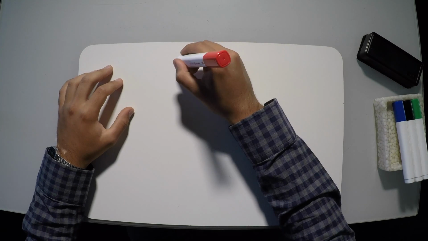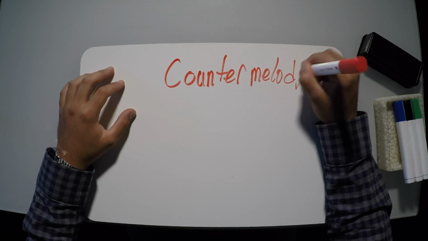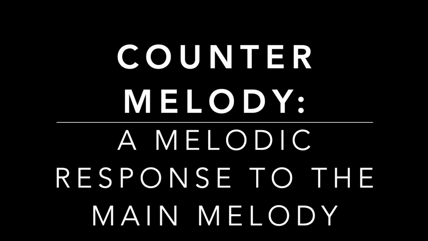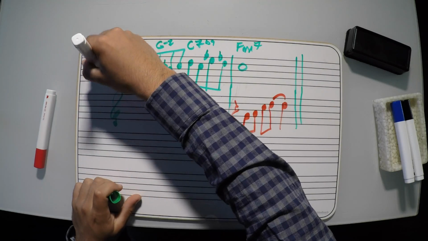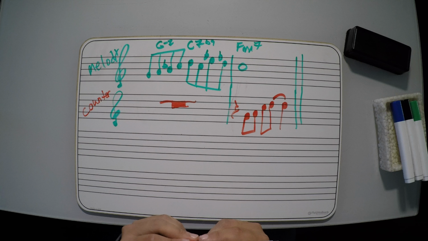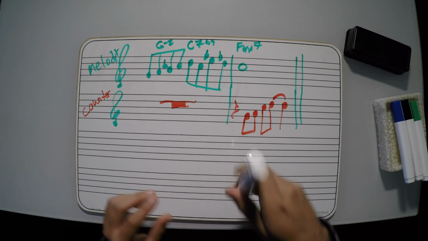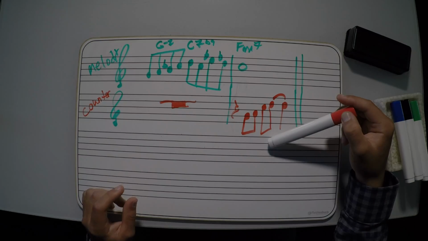The next topic we want to cover is counterpoint or counter melody. A counter melody is a melodic response to the main melody. So let's say we've got your main melody up top, and then on the bottom in red, we've got our counter melody here. You've got your first melody playing here, and then you can hear that the second melody responded to that.